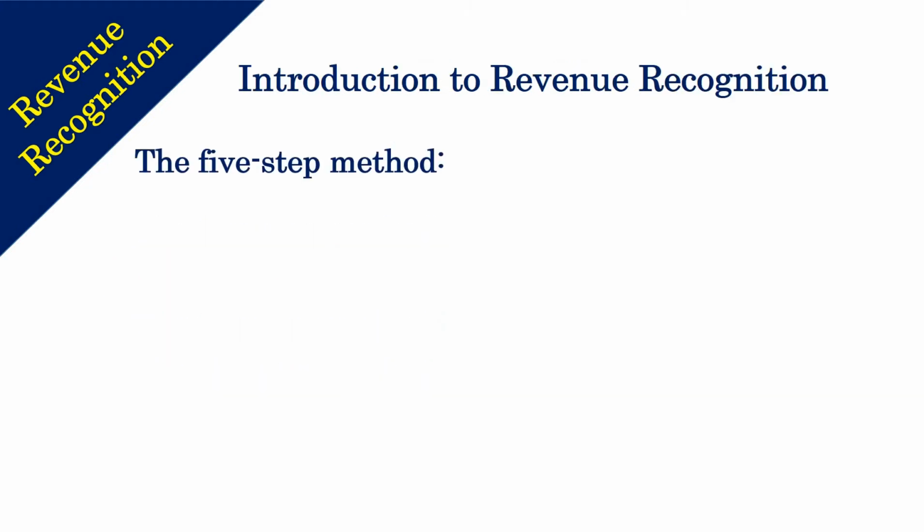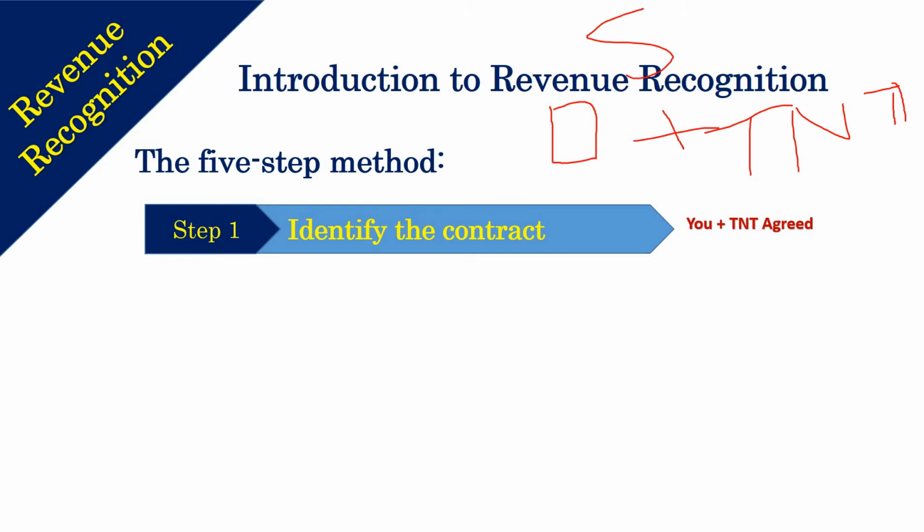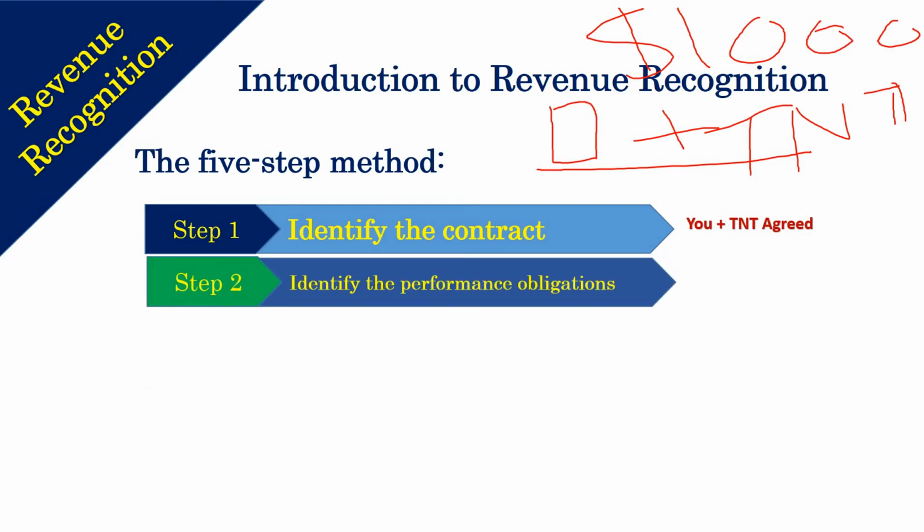Okay, now there are 5 steps in the new revenue recognition principle. The first one is step 1, identify the contract. Say for example, you and TNT have agreed on one contract. Say you have ordered an iPhone with the TNT line. You have reached a contract and you will pay $1,000 for these two services, iPhone and TNT. So you have agreed. So there is a contract between you and TNT.